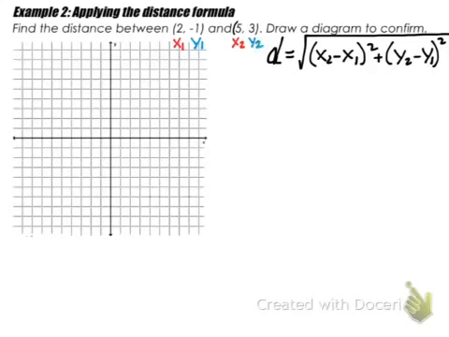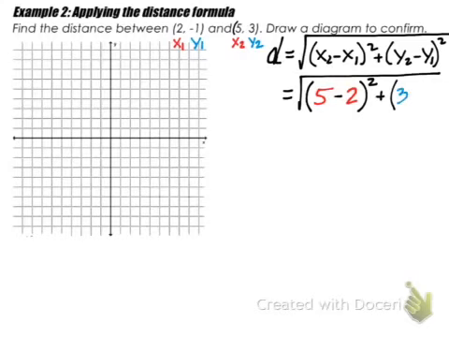Then using the distance formula, all we have to do is substitute our values into the formula. So we have d equals the square root of, in parentheses, 5 minus 2 quantity squared plus 3 minus negative 1 quantity squared. Right away, the minus and negative 1 turn into a plus sign. Then we can simplify the formula further.